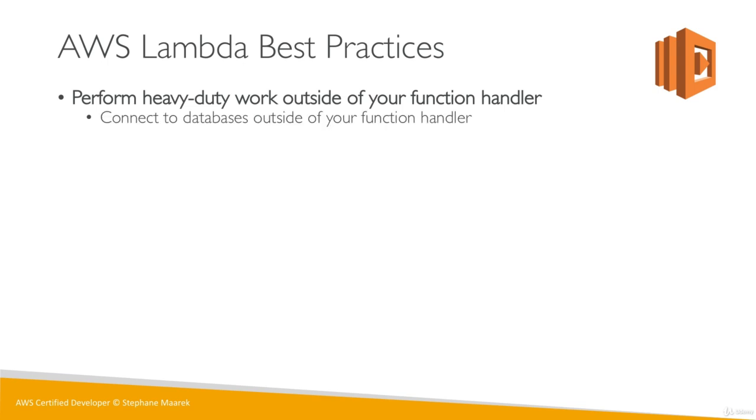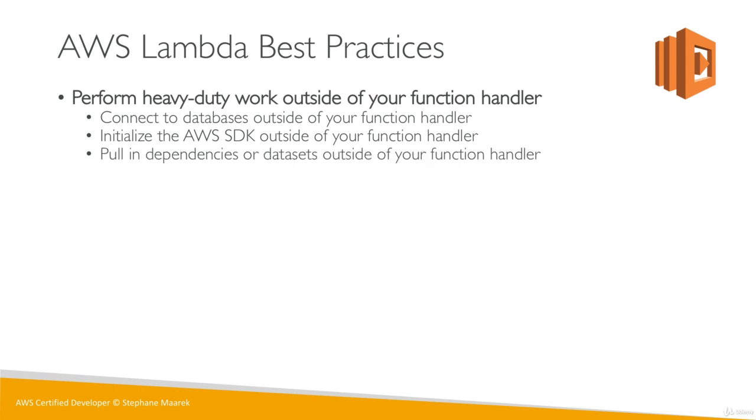Basically, if you connect to your database, please connect to the database outside of your function handler. Otherwise, every time your function handler is invoked, you're going to reconnect to your database. Same for the AWS SDK or any other long stuff. Make it outside of your function handler. If you pull in dependencies or datasets, again, you don't want to pull them many times. You pull them outside of your function handler, and using something called the execution context, your AWS Lambda will be able to reuse all this heavy-duty work and only have subsequent executions of your function be much more efficient. We'll see this in the hands-on.